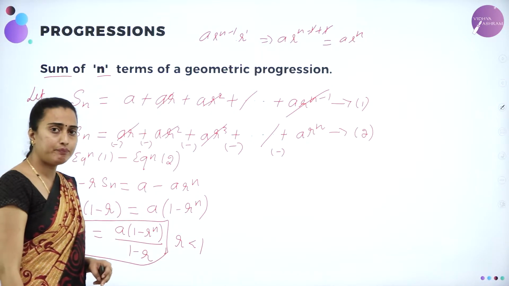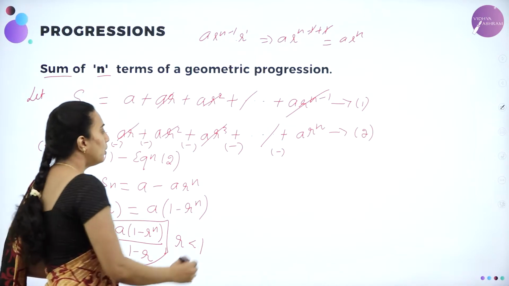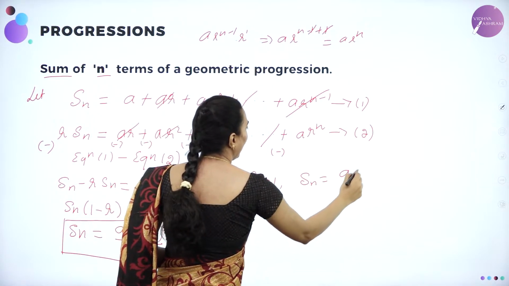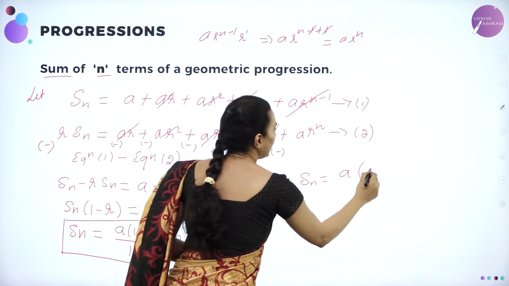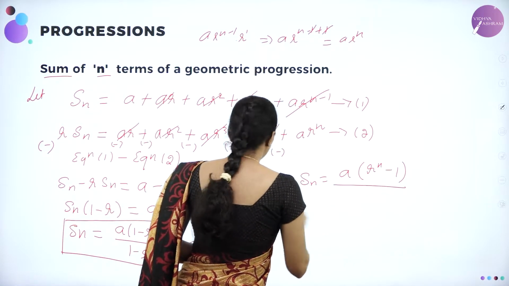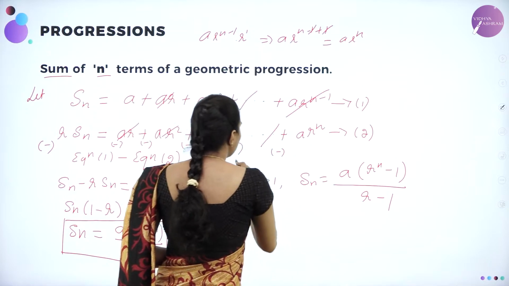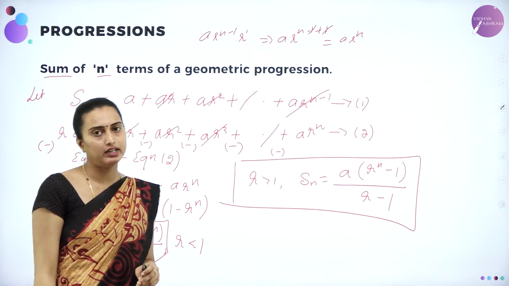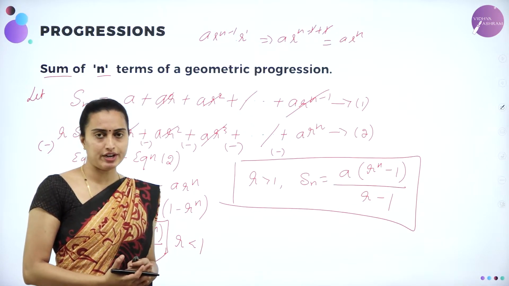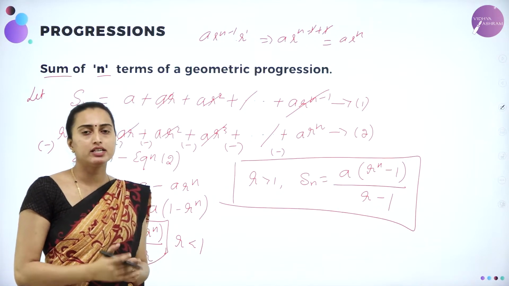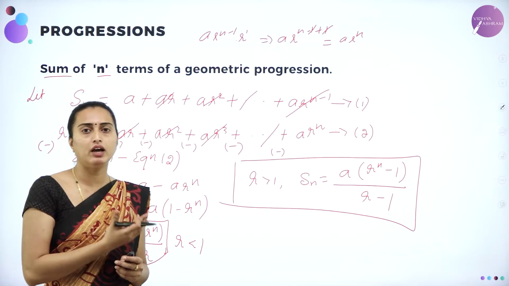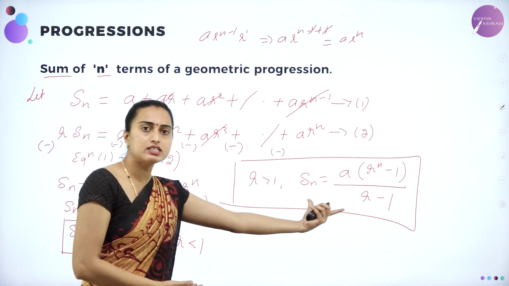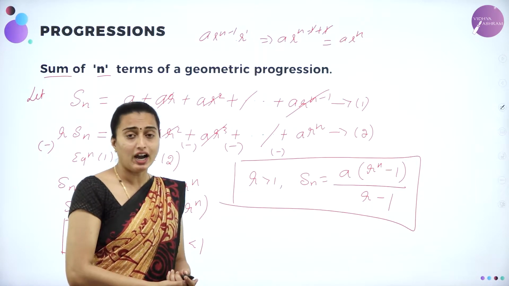Ma'am, what about when r is greater than 1? When r is greater than 1, it is given by the formula Sn is equal to A into r to the power of n minus 1 divided by r minus 1, the reverse of the earlier one. So this is the formula for the sum to n terms of a GP when r is greater than 1, where r is the common ratio, n is the number of terms and a is the first term. This formula gives you the sum to n terms. This is the formula for r lesser than 1 and this is the formula when r is greater than 1. I hope you got this one.